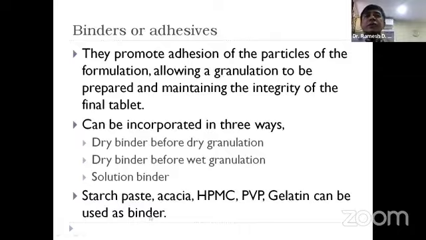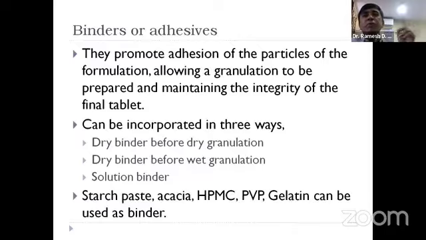The commonly used binders are starch paste, acacia, hydroxypropyl methyl cellulose, polyvinyl pyrrolidone, and gelatin. They can be used as a binder. Now, here you need to remember PVP. PVP is used as a binder. Cross-linked povidone or cross-linked PVP is used as a disintegrating agent. PVP is available under different brand names like Kollidon. Kollidon 30, PVP K30 or PVP 30 is the brand name of polyvinyl pyrrolidone. Similar is the case for starch.